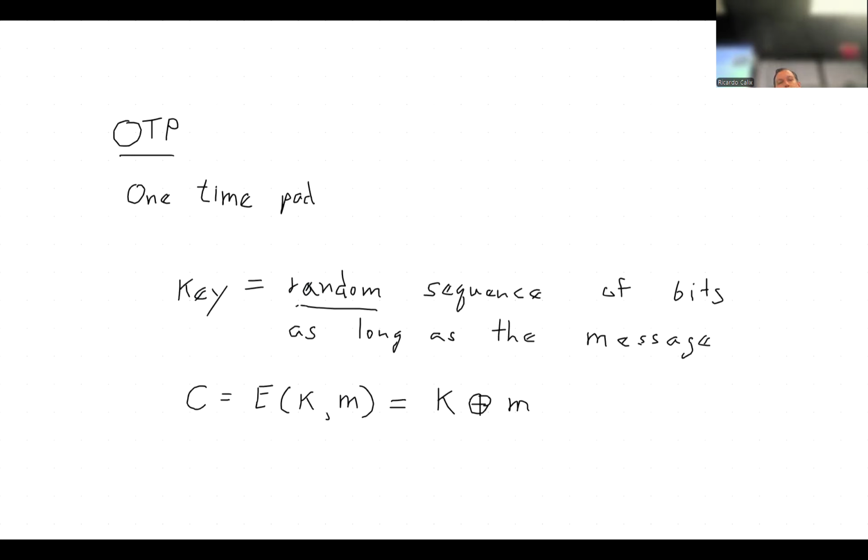Okay? So then you might say, all right, it has perfect secrecy. All I have to do is create a random sequence of bits. That's it. But what's the problem with that?